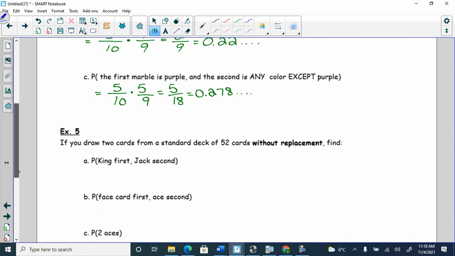Example 5. You have a deck of 52 cards. We're pulling it out of one deck of cards. Make sure you're turned around paying attention. So we have a deck of 52 cards. And here it says without replacement. So dependent or independent? Do the cards depend on each other? Yeah. Dependent.